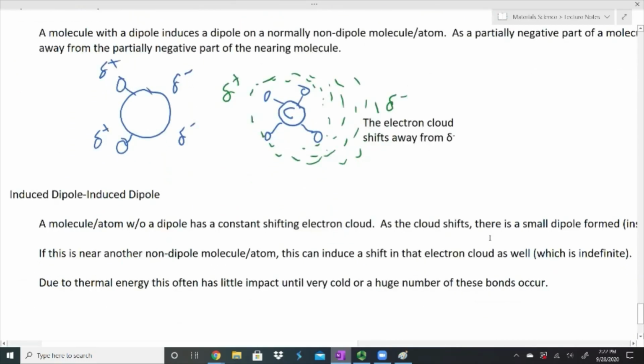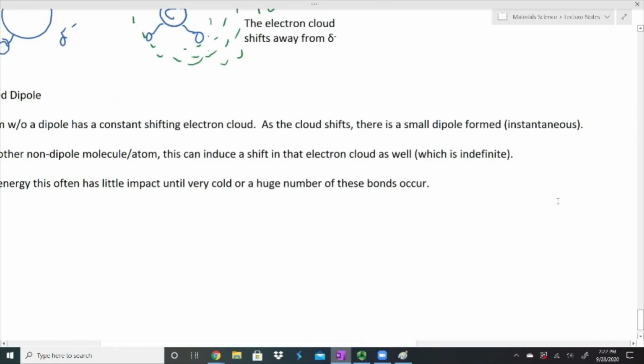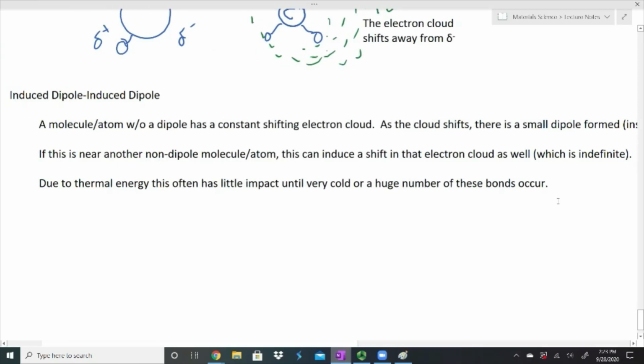Lastly, we have induced dipole. A molecule or atom without a dipole has a constantly shifting electron cloud around it. The electrons are always moving, the cloud is always shifting. As the cloud shifts, a small dipole is formed, and it's instantaneous. It's there and then it's gone, or it's there and then it's somewhere else. But if this happens near another molecule or atom that is not a dipole, it can induce that nearby molecule or atom to have its electron cloud shift as well.